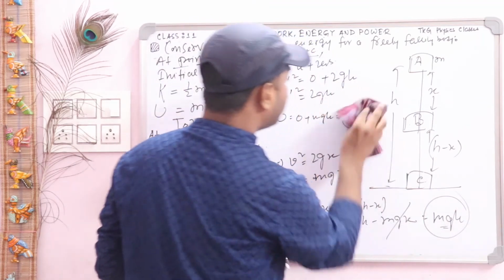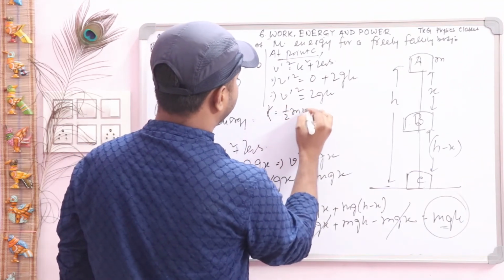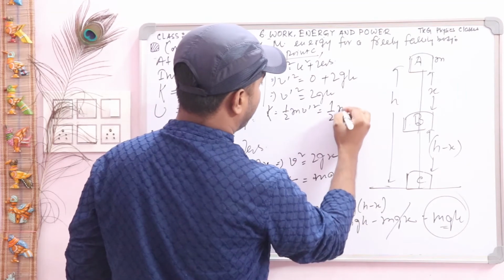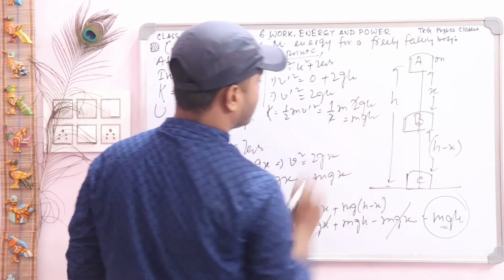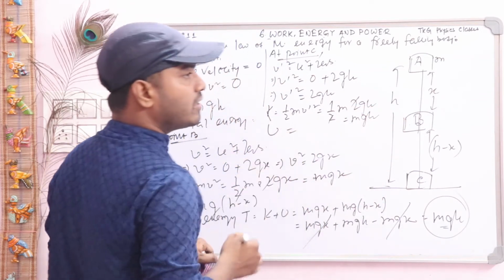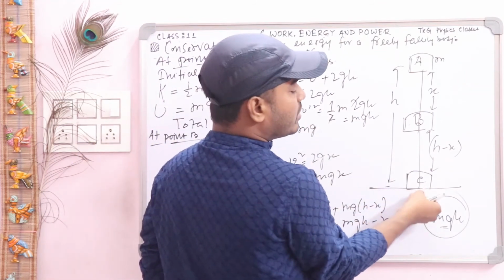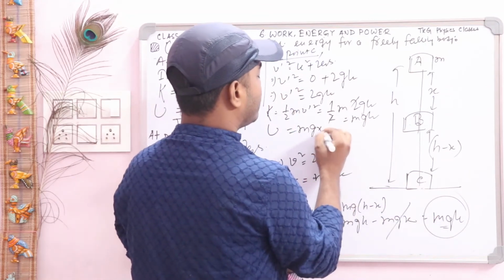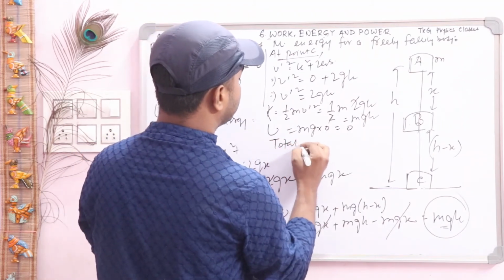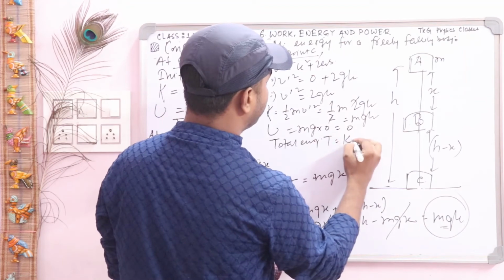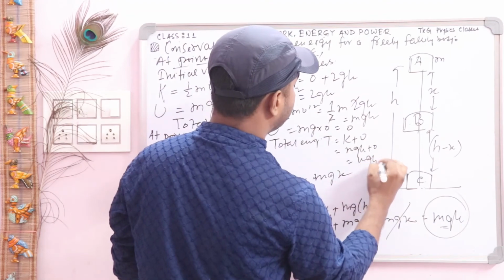So what will be the kinetic and potential energy? Find. Kinetic energy will be half m v' squared, that is half m times 2gh. The 2 cancels out, so this is mgh. And what is the potential energy here? Mass, acceleration due to gravity, and when the body is at point C there is no height, so height is 0, so potential energy is 0. So what is the total energy? Total energy is K plus U, that is mgh plus 0. So total energy is mgh.